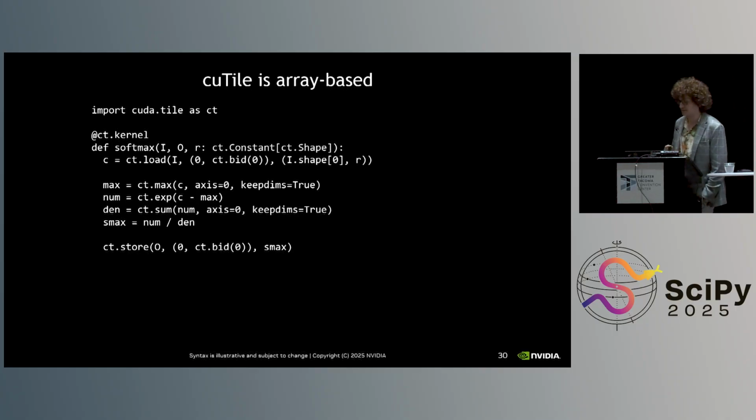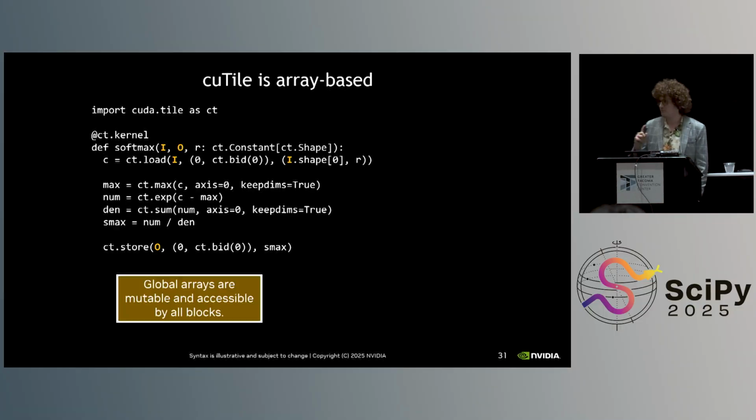cuTile is fundamentally array-based. It's inspired by languages like APL. There are two kinds of arrays in cuTile. Global arrays are typical NumPy-like mutable arrays that are accessible by all tile blocks. They are mutable. If you modify their contents, any other references to the underlying data will see the changes. And they are passed in as kernel parameters or globals.